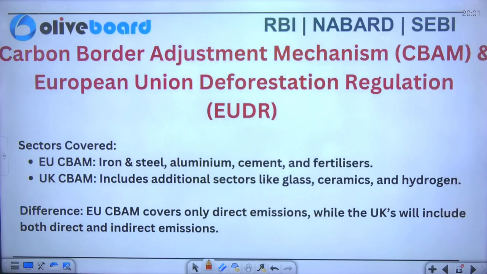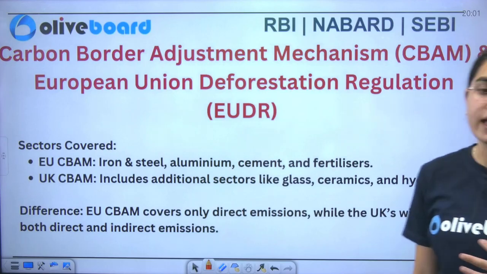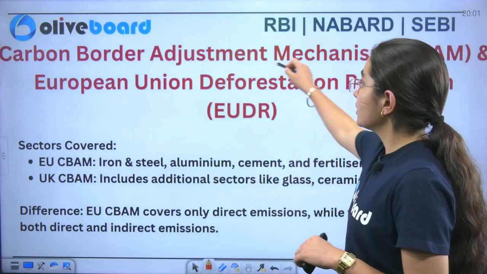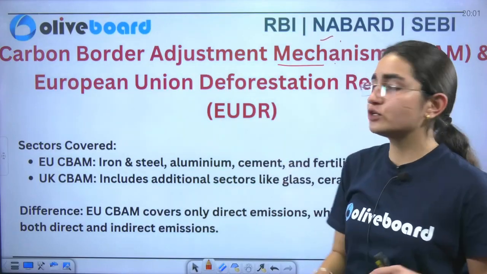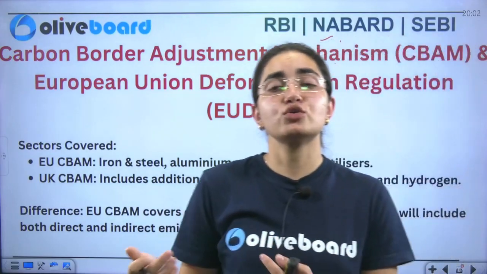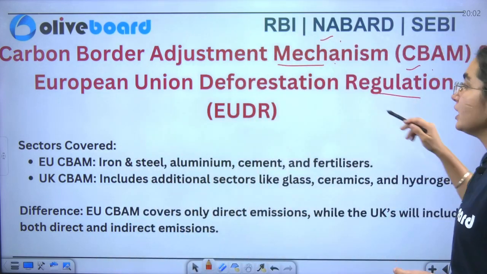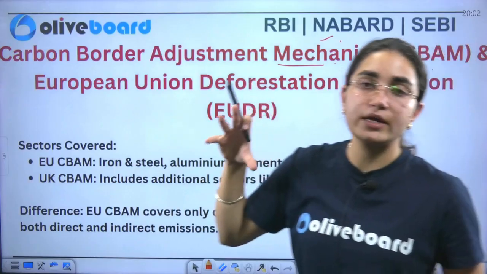Alright, so we were discussing the Carbon Border Adjustment Mechanism and the European Union Deforestation Regulation. The carbon border adjustment mechanism focuses on carbon emissions, or I would say, just balancing out the economy. Similarly, you have the European Union deforestation regulation here. These are both related to the European Union.